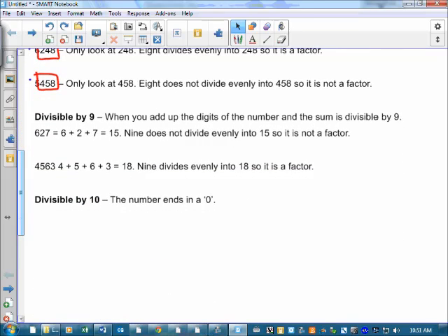9 is very similar to how 3 works. For number 9, you're going to add up the digits of the number, just like you did with the 3s.